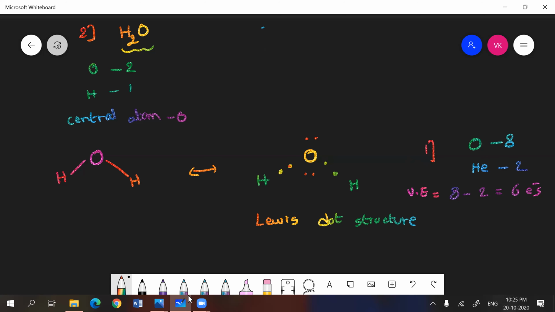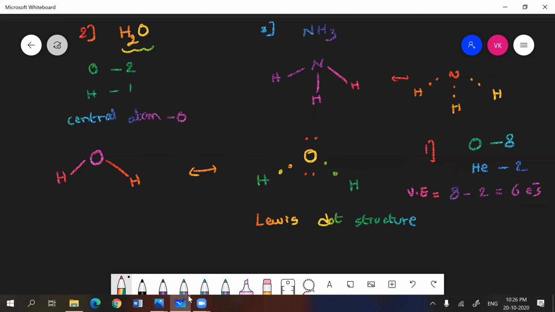Similarly, if I take ammonia, how can I write the Lewis dot structure for ammonia? Here nitrogen will give 3 bonds and hydrogen gives 1 bond. So write 1 with each hydrogen. Now write the same thing in the form of a dotted structure. So these are bonded pairs. 3 bonded pairs of electrons we have.